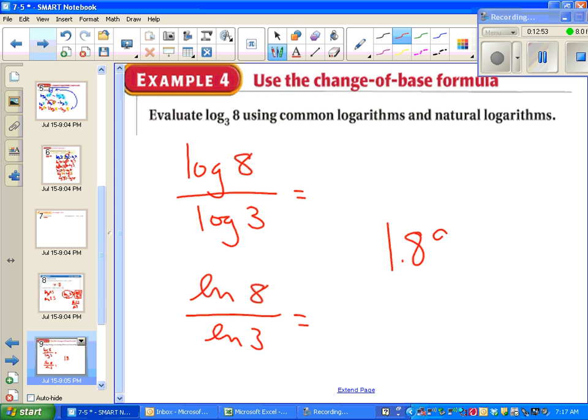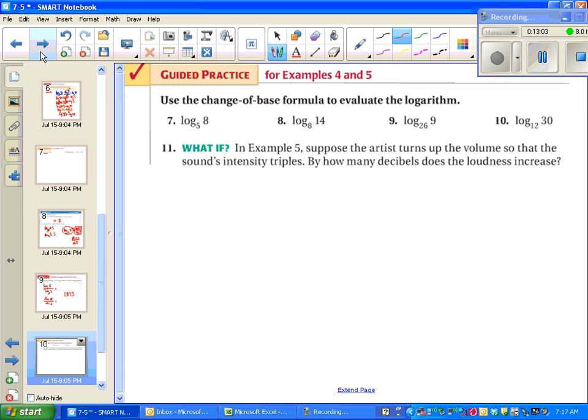At this point, go ahead and try problems 7 through 10. They're all calculator problems. You can use the log base 10 button or the natural log button. But I'm looking for a decimal for all of these, and you should round that decimal to 3 places. Go ahead and pause the video and do that now.